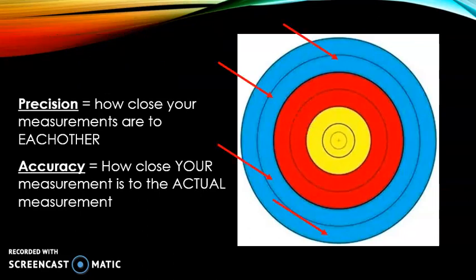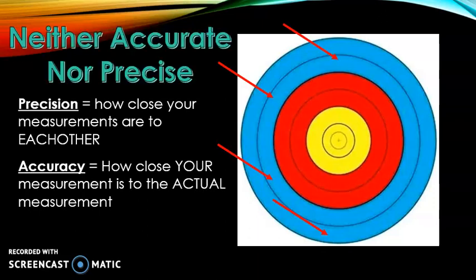Let's take a look at this firing pattern. Now notice again, we're far apart from the mark, so I would go so far as to say probably not accurate, and the arrows are far apart from each other, so I'd say probably also not precise. So this one is neither accurate nor precise.